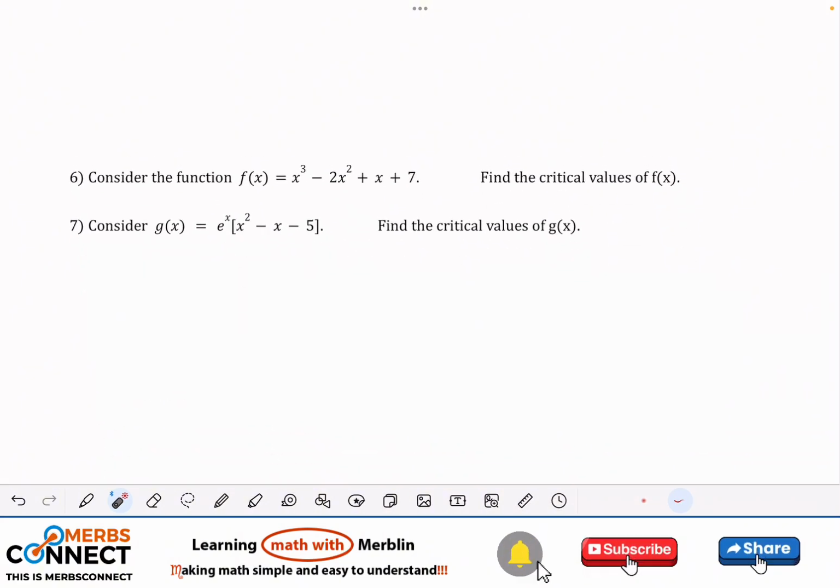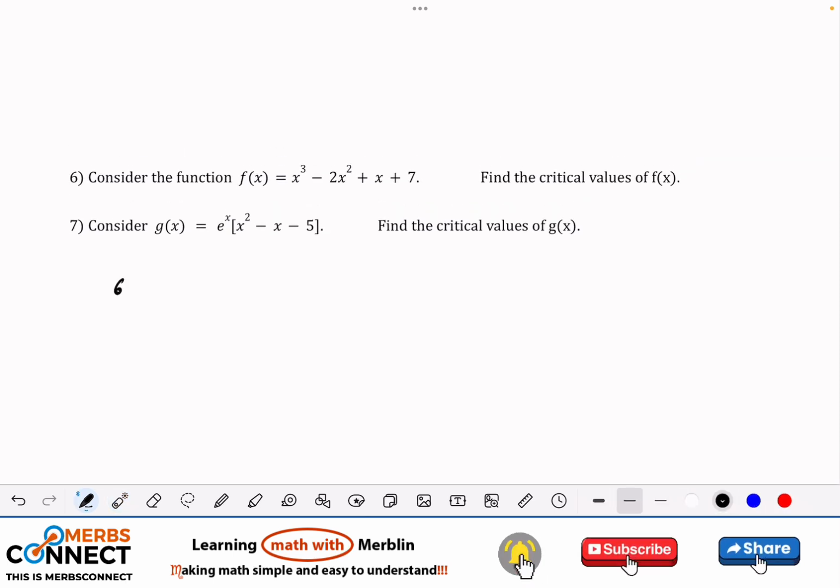Let's look at question 6. We have this function, and we want to find the critical values of x. When we started local extrema, I told you that anytime you want to find a local maximum or minimum, you need to find the critical values first, which are the x values. So what do we need to do? For critical values, we just need to differentiate this function and look for the values that make f prime equal to 0.